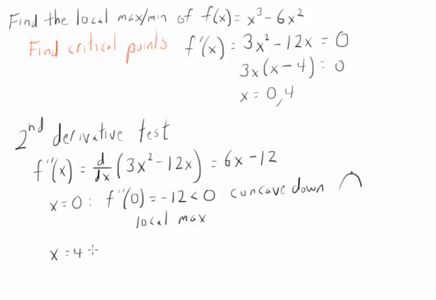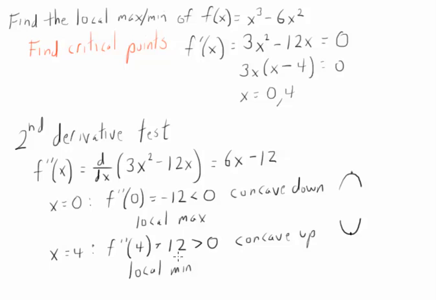If I plug in 4, then f double prime at 4, plug 4 into this, I get positive 12. That is greater than 0. A positive second derivative means that we are concave up, so that my graph looks like this. I'm at the bottom of a valley. I must be a local min.